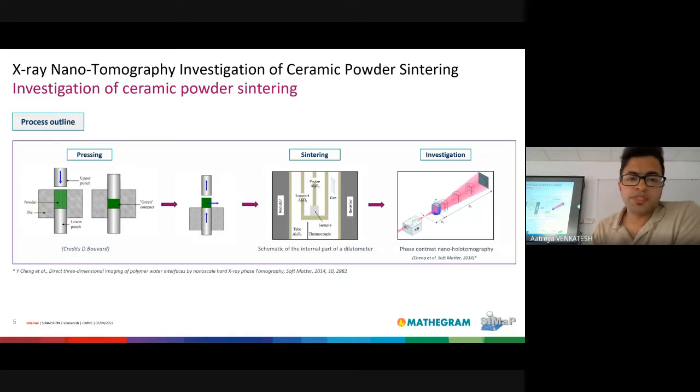Now, focusing on the main objective of my research work, that is investigation of ceramic powder sintering. This is the process outline that we follow. With the chosen ceramic powders, in our case, it's alumina powders, we make powder compacts in a die press. We then perform sintering in a dilatometry setup. We then break these sintered samples into tiny fragments and take them to the synchrotron for a post-mortem analysis.